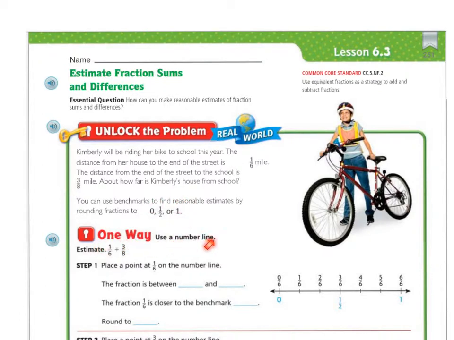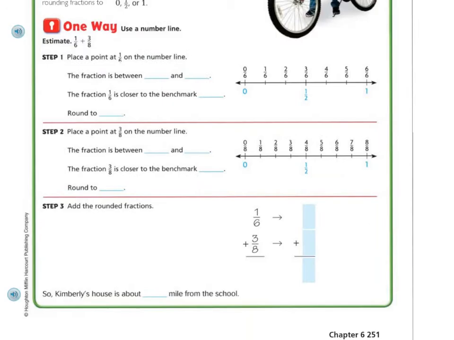So one way, we're going to use the number line. We're going to estimate 1/6 plus 3/8. So here's my number line. I'm going to place a point at 1/6 on the number line. So here's 1/6. The fraction is between 0 and 1/2, right? Because I'm only using 0, 1/2, and 1, because those are my three benchmarks. So I'm going to write 0 and 1/2.